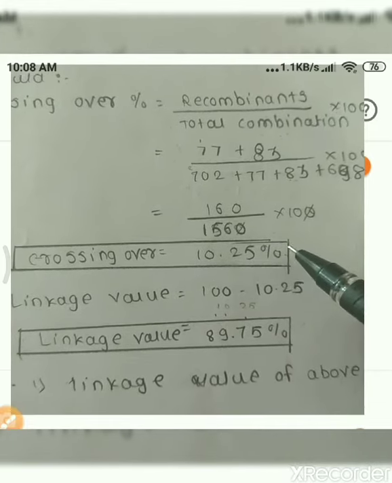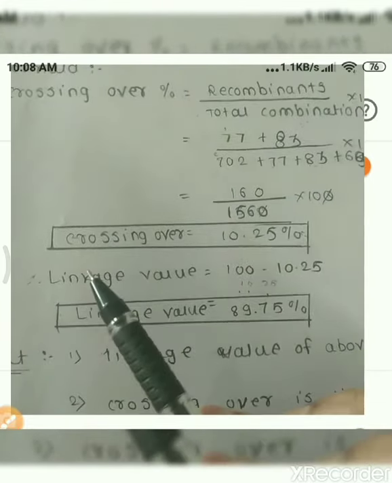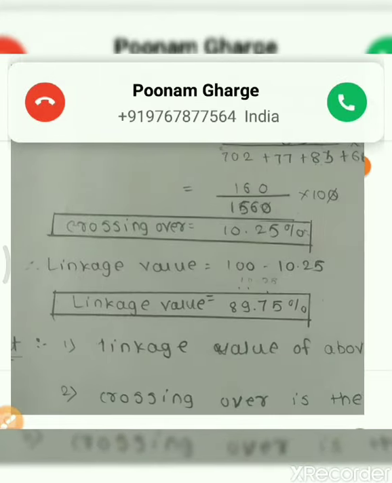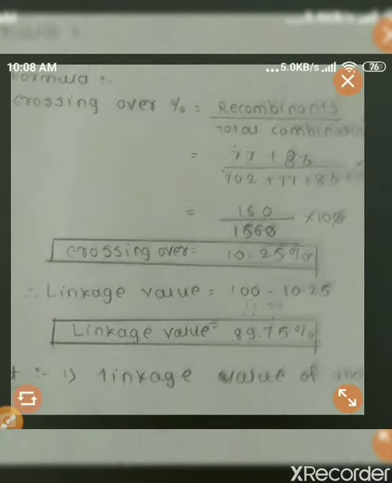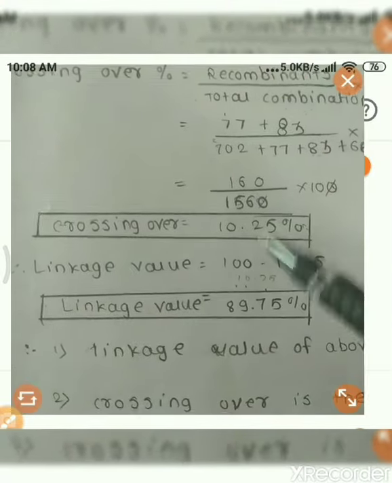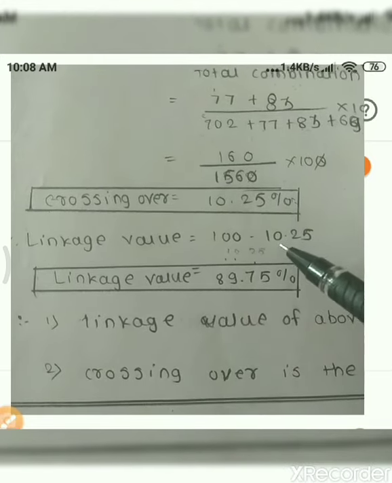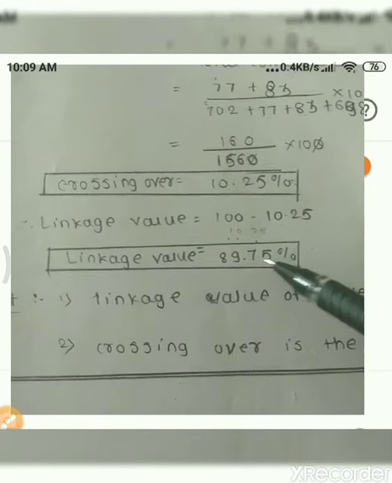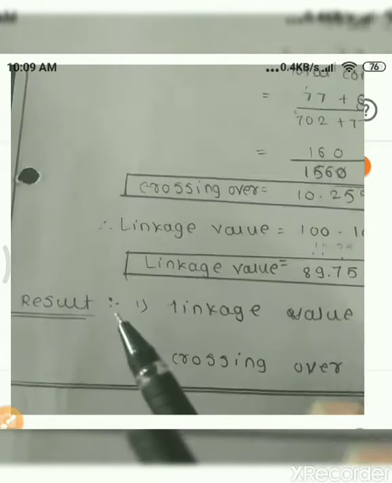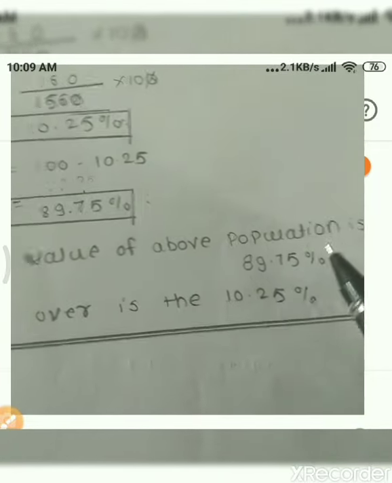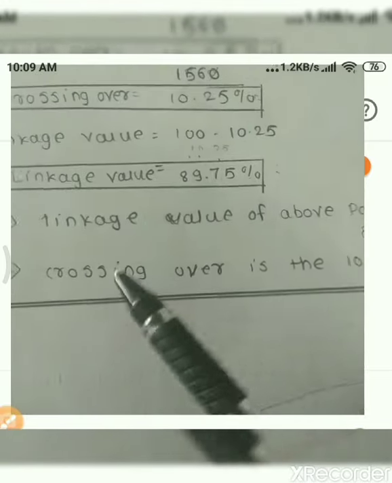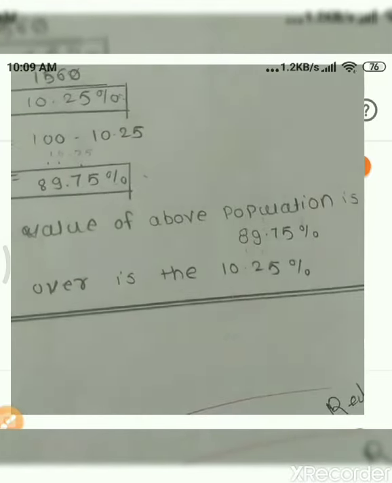The crossover value is equal to 10.25%. Now how do we obtain the linkage value? Simply 100 minus the crossover value: 100 minus 10.25 is equal to 89.75 percent. So what is our final result? The linkage value of the above population is 89.75% and the crossing over value is 10.25%.